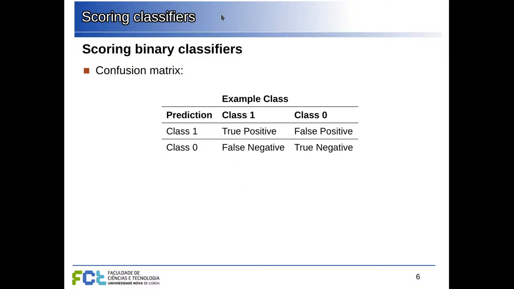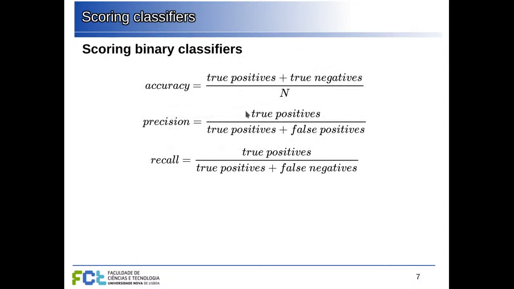Now, with these four different possibilities, we can think of different ways of measuring the performance of our binary classifiers. One very used measurement is accuracy, which is simply the fraction of correct predictions. So you can add the true positives, which are the positives that were correctly predicted, and the true negatives, which are the negatives correctly predicted. So these are all the correct predictions, and divide by the total number of examples in the set. So this gives us the fraction of correct predictions, and it's the accuracy of the classifier.